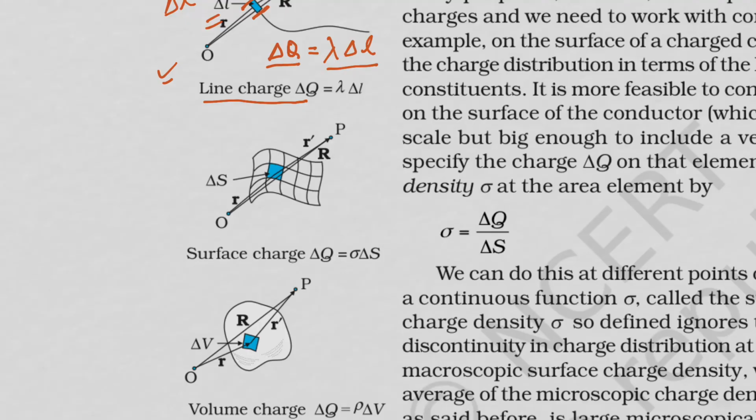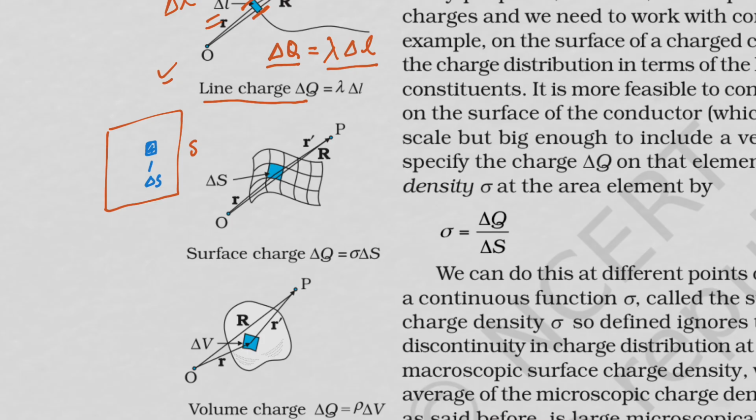Now let's talk about the surface charge. For that we have to consider a surface. A surface is a two-dimensional space. It has area, so the total area of this surface may be S. Here if we take a small amount of this surface and call it delta S, a small amount of area, we want to find out what would be the charge in this small amount of area.